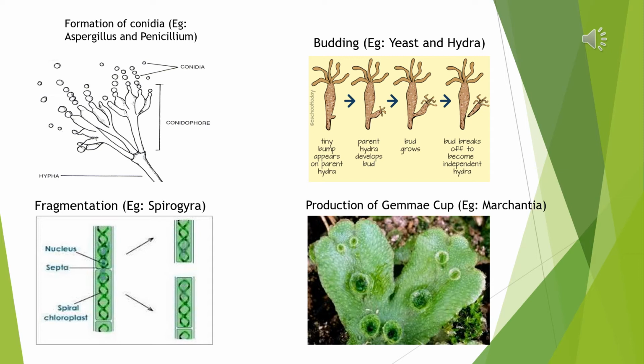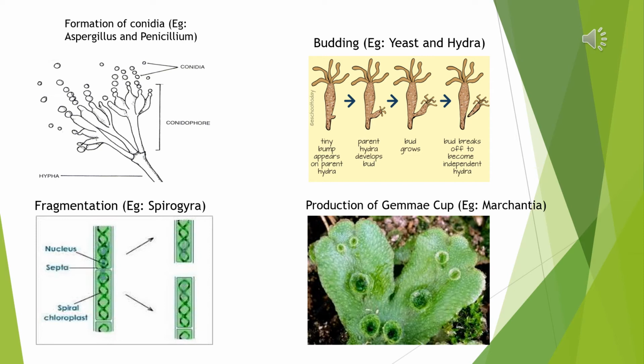Example, Marchantia. A small cup-shaped structure produced in the thallus. When it attains maturity, the gemmae detach from their parent thallus and develop into a new plant. Example, Marchantia, a bryophyte. So what is meant by gemmae?